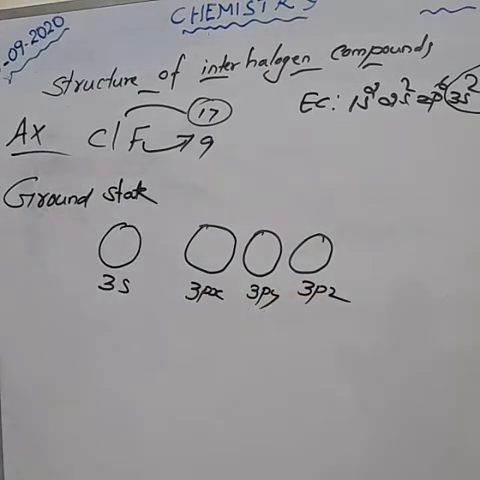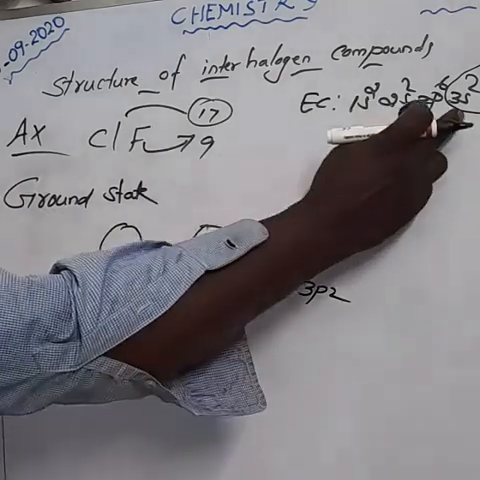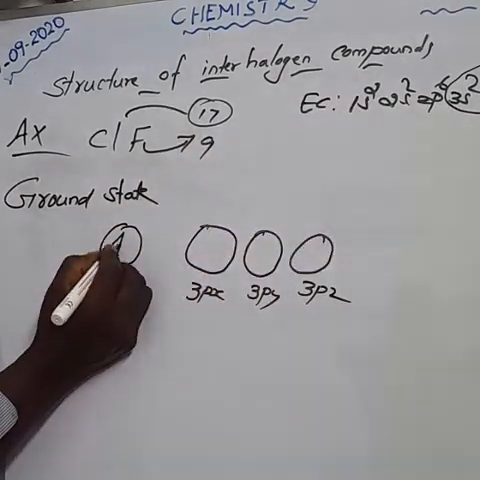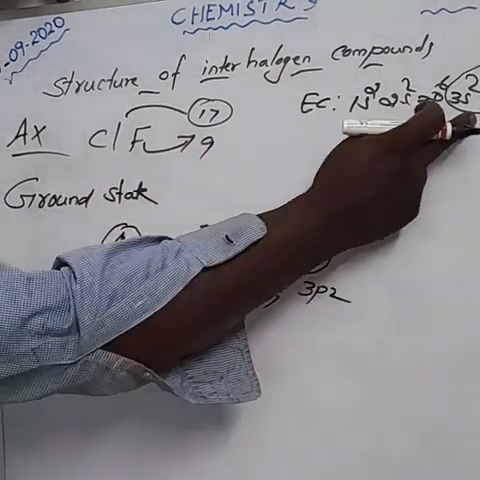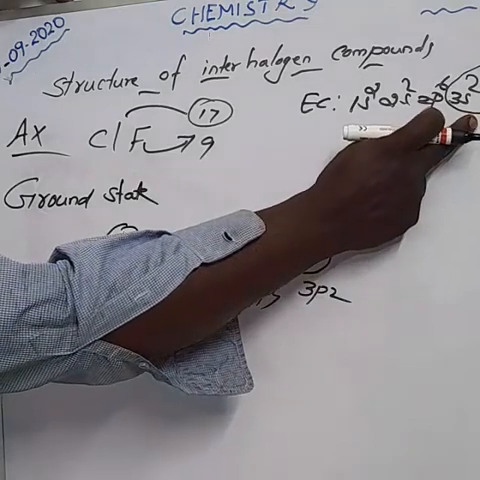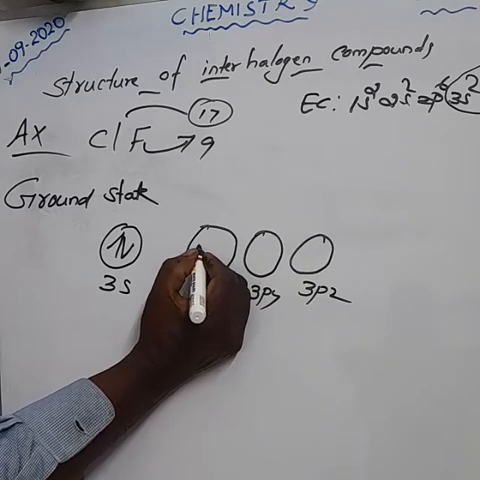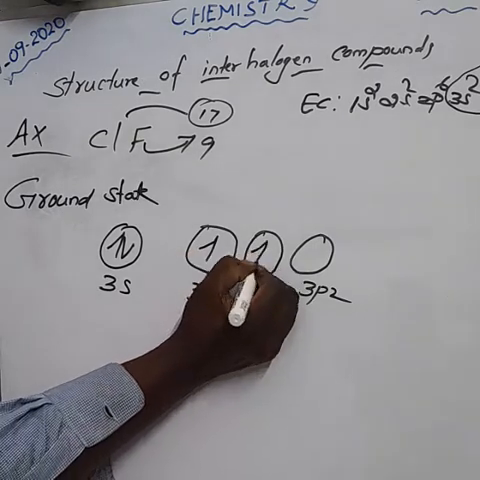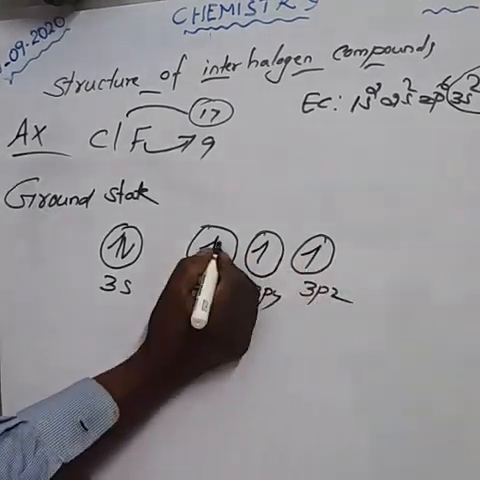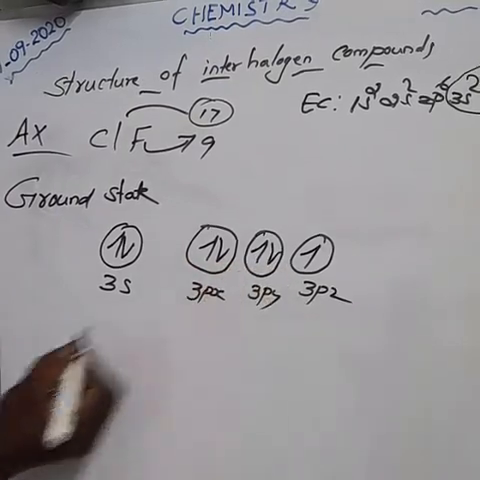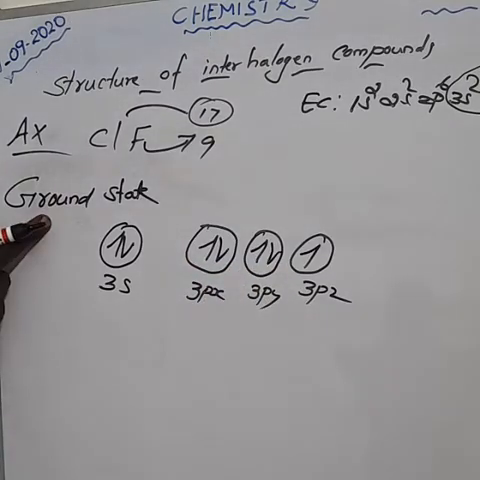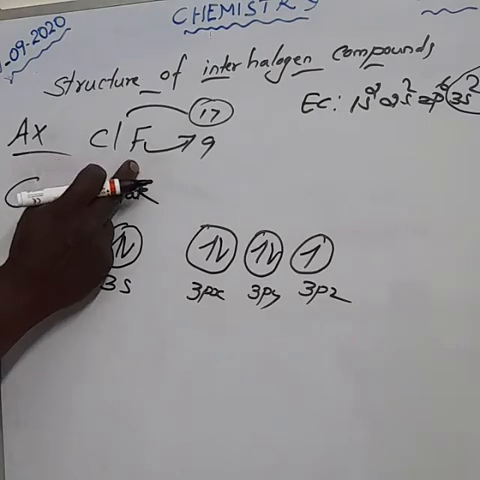Here, 3s has how many electrons? 2 electrons. And 3p has 5 electrons, which should be filled singly: 1, 2, 3, 4, 5. This is the ground state for the ClF molecule.